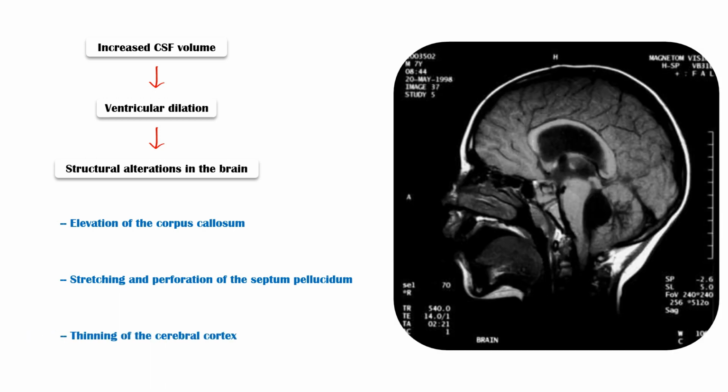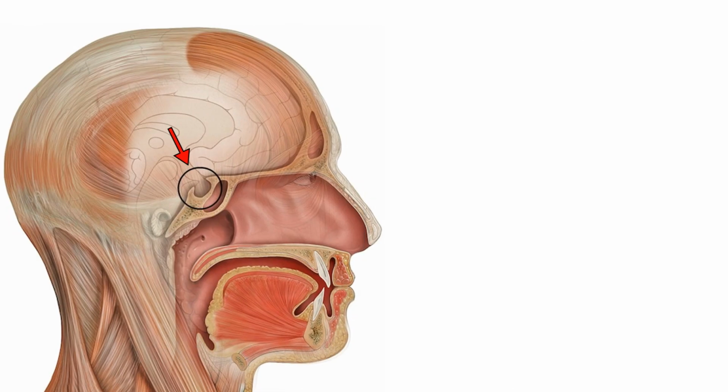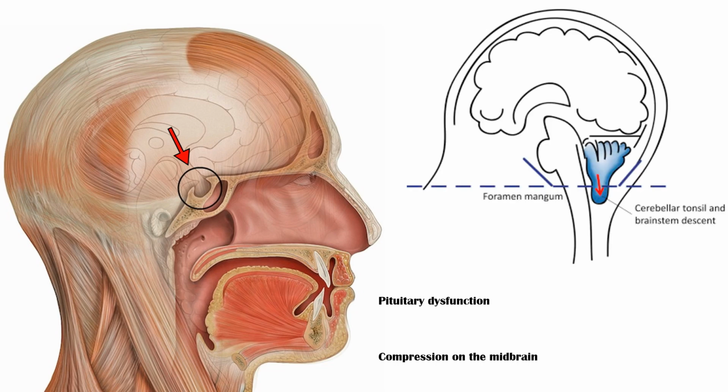This MRI section demonstrates dilation of lateral and fourth ventricles and elevation of the corpus callosum due to increased CSF volume. Enlargement of the third ventricle down to the pituitary fossa may cause pituitary dysfunction and put compression on the midbrain. Due to raised intracranial pressure, parts of the brain can get herniated, as you can see in this image, which shows herniation of the cerebellar tonsils through the foramen magnum.